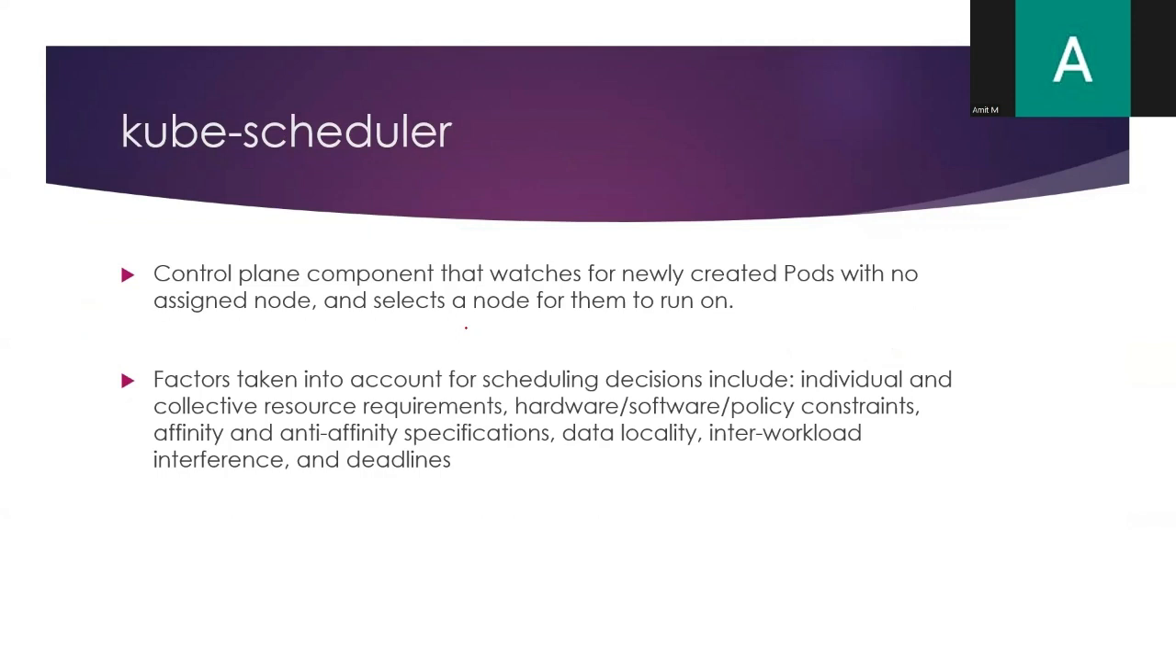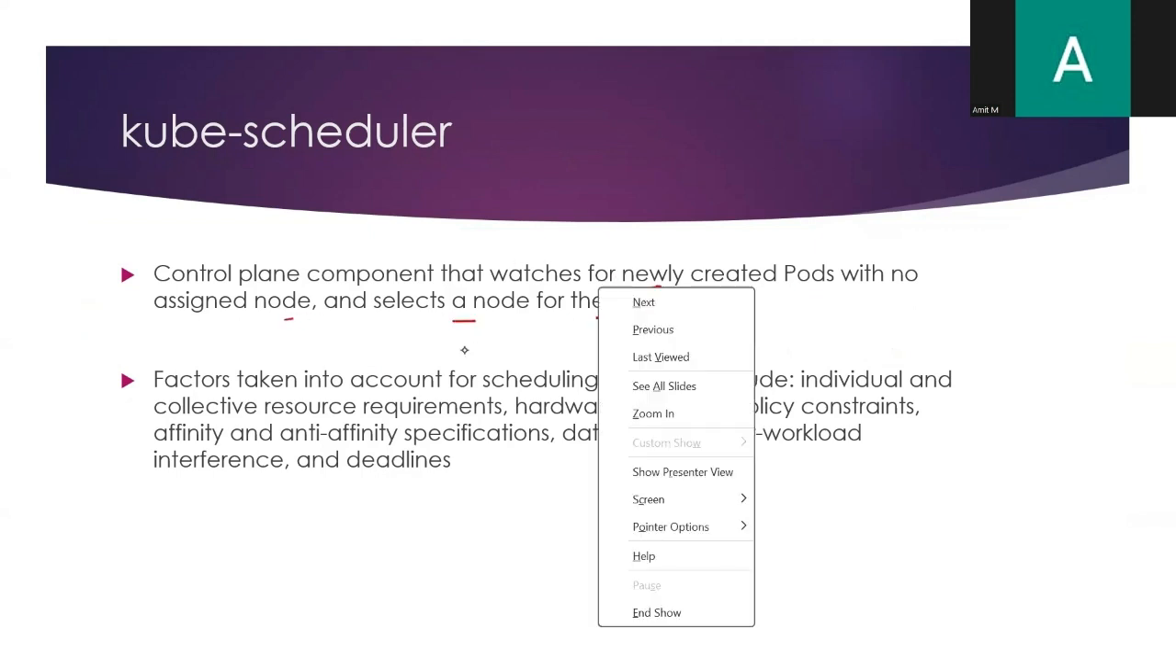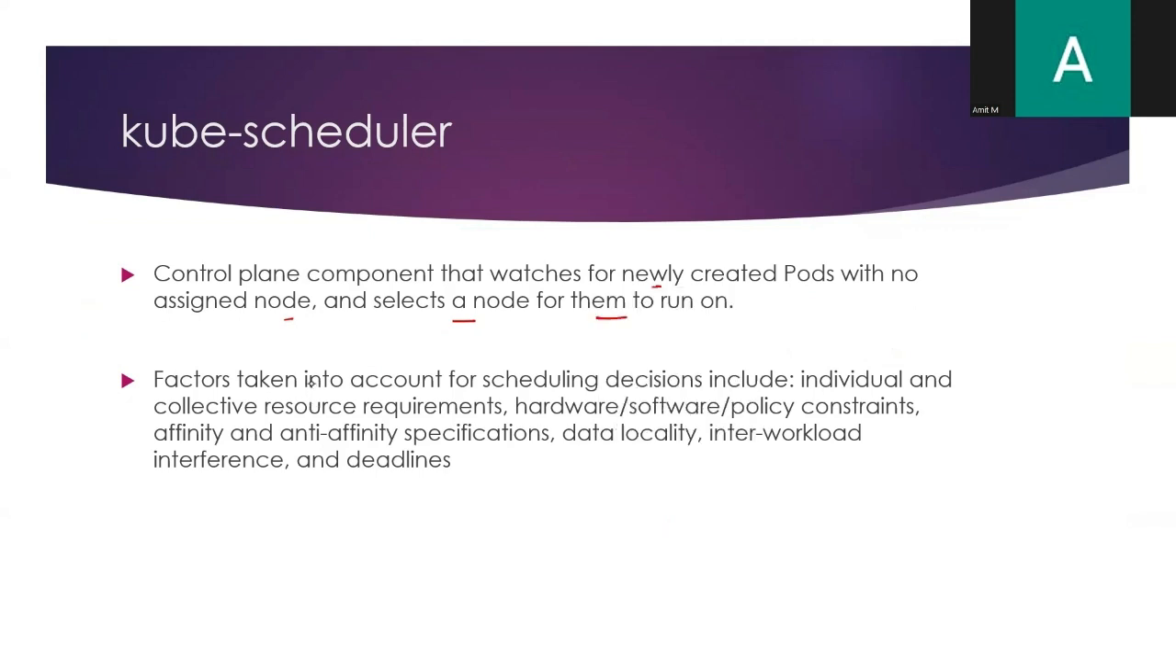Scheduler decides where exactly the workload should be scheduled in the form of a container. That is taken care of by the scheduler. It is a control plane component that watches for newly created pods which are not assigned a node, and selects a node for them to run on. Factors taken into consideration are affinity, anti-affinity, data locality, inter-workload interference, deadline, hardware and software constraints. So many things are there, which we will discuss when we discuss the different Kubernetes components. Pod affinity, node affinity, label selector, taint toleration, I will be discussing in detail.